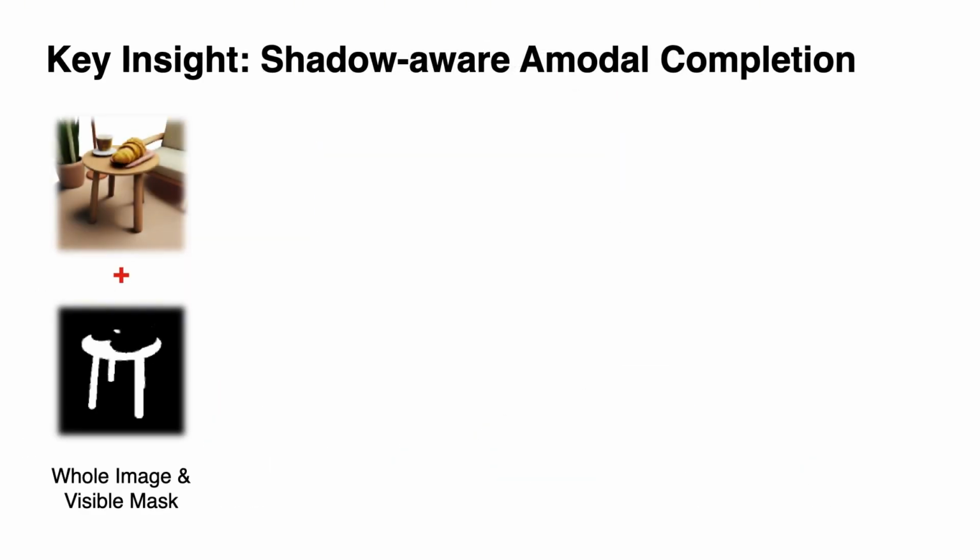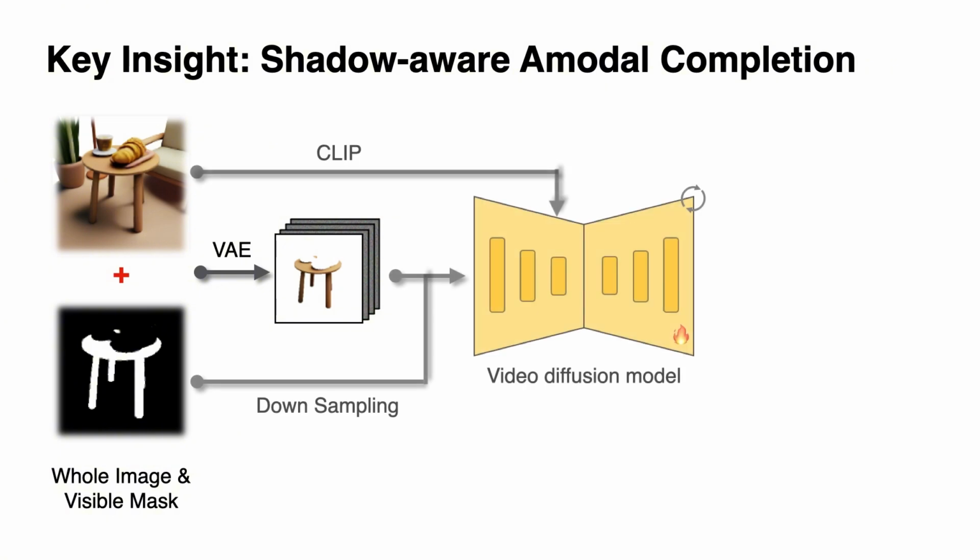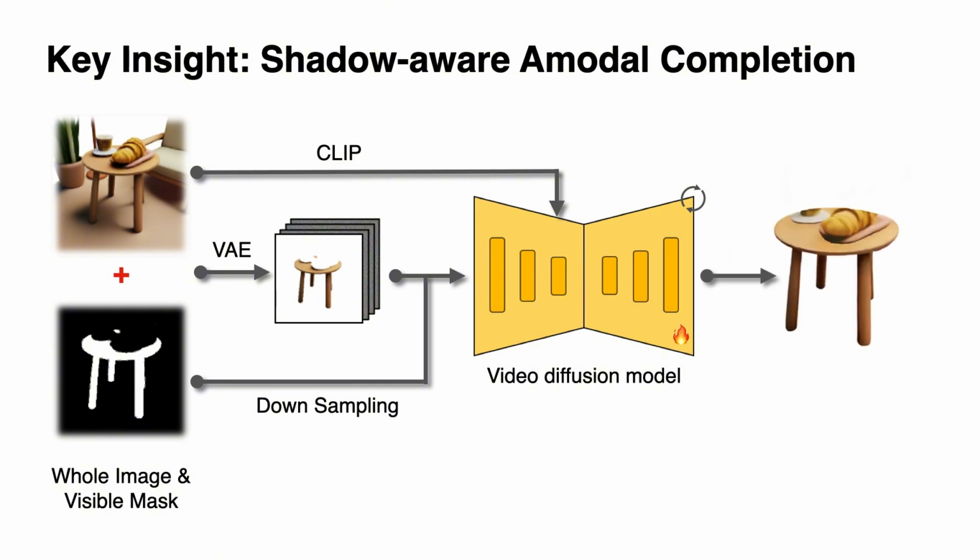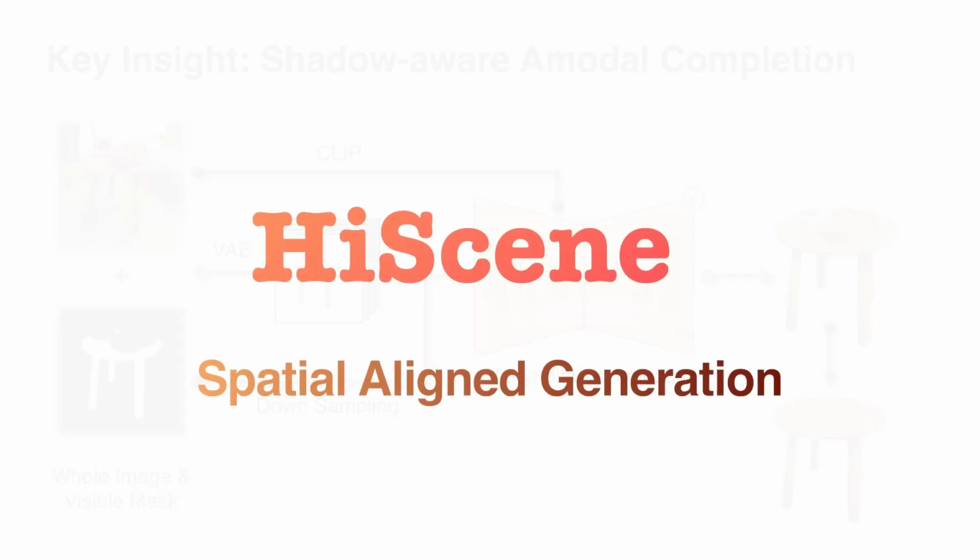In the all-modal completion stage, given an input image and visible mask, we first obtain the image latent through a VAE, and it will serve as the initial frame of the video latent. Subsequently, the downsampled mask is concatenated with the video latent and fed into the video diffusion model. During generation, the input image features are extracted via CLIP and injected into the generation process. Finally, the last frame of the generated video is the complete image.